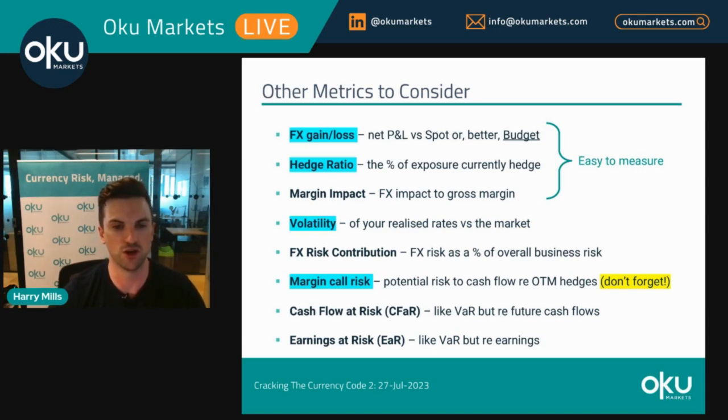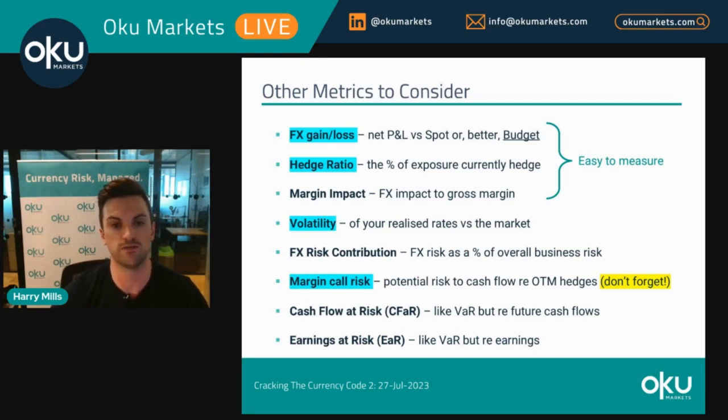Then the hedge ratio, so what percentage of your exposure is currently hedged? And I'd suggest that percentage, maybe it's 50% or 60%, that should be tied to something. So if your value at risk threshold is 100,000, for example, then what hedge ratio will bring you down to there? And you should be able to calculate that. If not, we can do it for you. And then margin impact. So what's the FX impact to your gross margin? Volatility is really important. So volatility of your realized exchange rates versus the market.